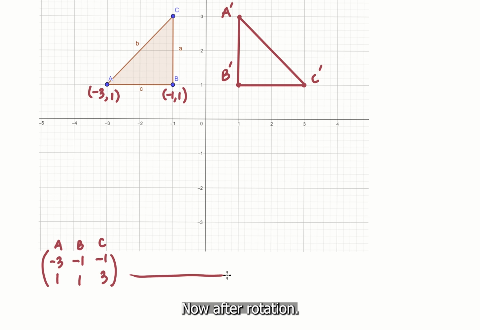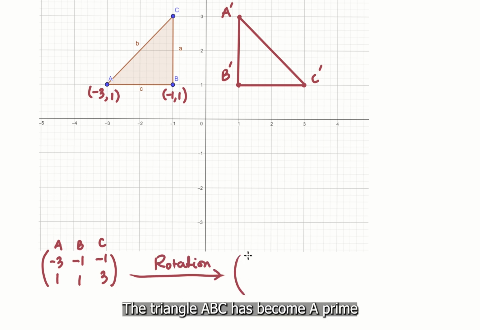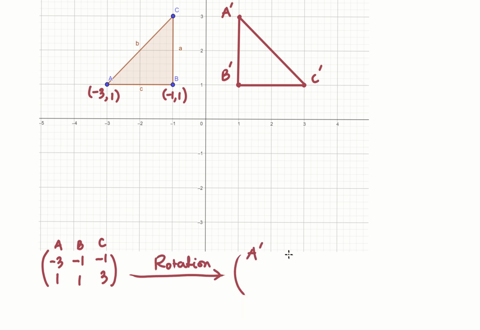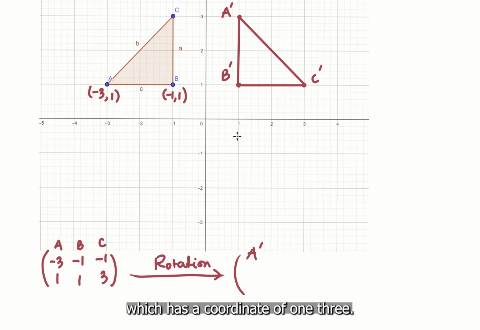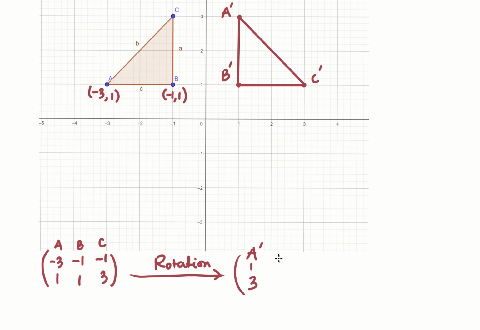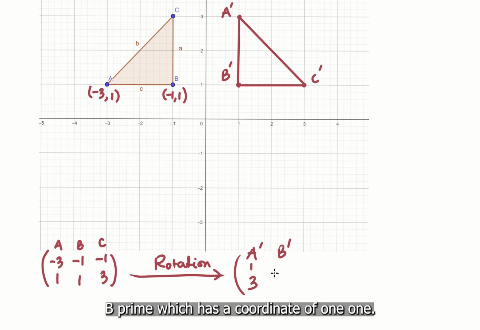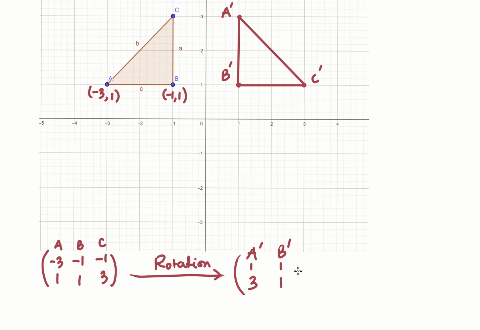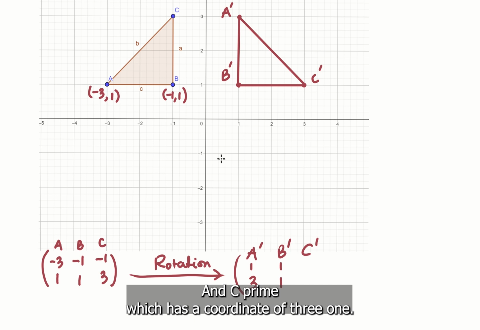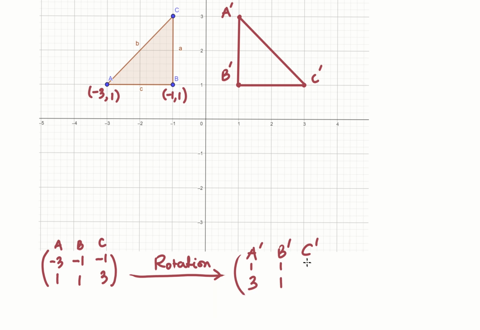Now after rotation, the triangle ABC have become A prime, which has a coordinate of 1, 3, B prime, which has a coordinate of 1, 1, and C prime, which has a coordinate of 3, 1.